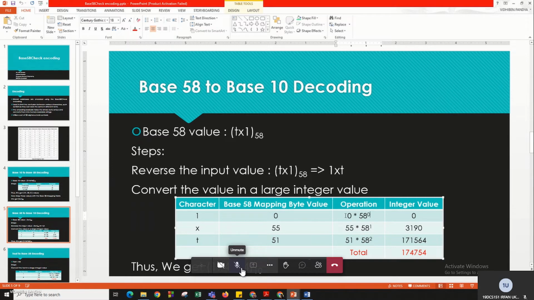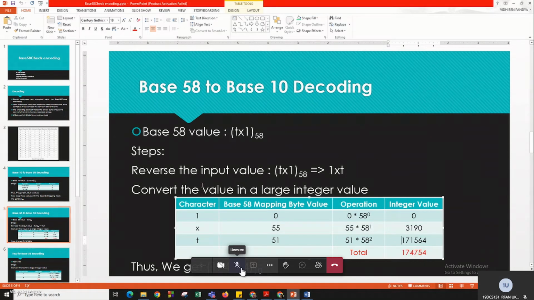Okay. So 0 into 58 raised to 0 કરશો તો 0 જ મળશે. 55 into 58 raised to 1 કરશો તો તમને કંઈક 3190 જેવી વેલ્યુ મળશે અને આને કરશો તો તમને આ વેલ્યુ મળશે. After getting these values, we are just going to total these numbers. Whenever we total, we will get this number. If you see, this is your final answer. This is the decimal value.